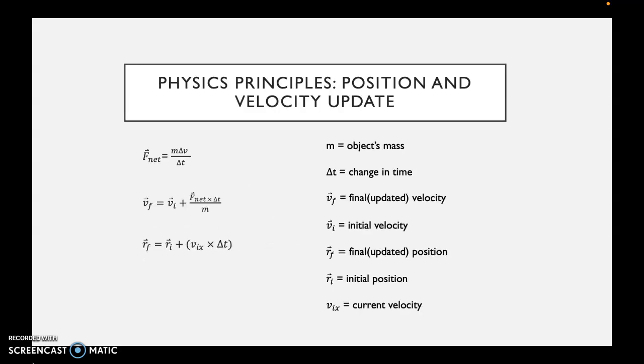So for some basic physics principles, I got the equation for net force, final velocity, and final position. In net force, the equation is mass times change in velocity divided by change in time. For final velocity, it's initial velocity plus net force times change in time divided by mass. And for final position, it's initial position plus the product of current velocity and change in time.